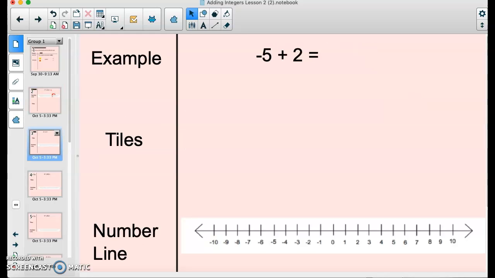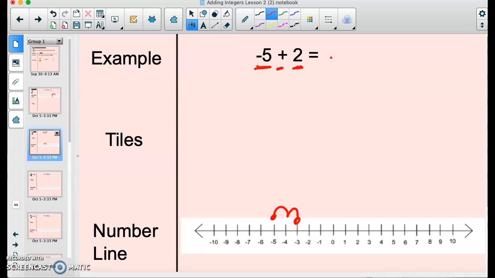Another example, we have -5 plus 2. We start with the -5, so find -5 on the number line. We're adding 2, and when we add, we go to the right. So we start at -5 and go to the right 2. 1, 2. As you can see here, our answer is -3.